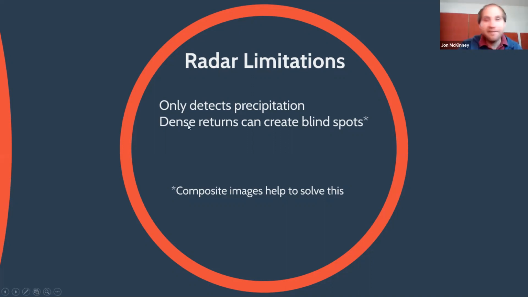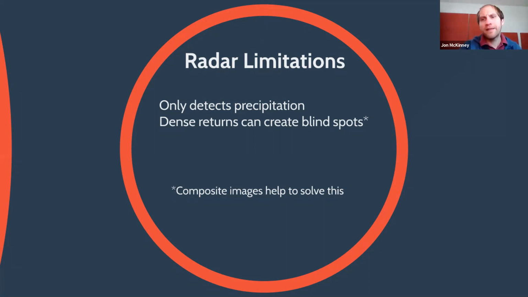Now, dense returns can create blind spots. We've talked about that a few times. And the idea is that, say you have a really dense area, like a very strong thunderstorm or some dense snow. Well, then all of a sudden it could appear to be clear behind that weather phenomenon, but it's really false because the radar beam is not making it that far because of the dense weather to begin with. So composite images can help solve this.